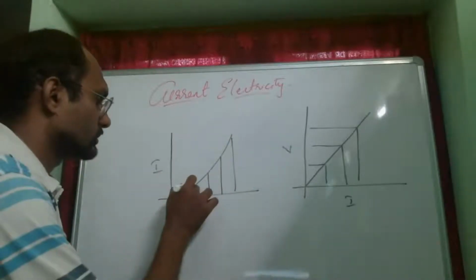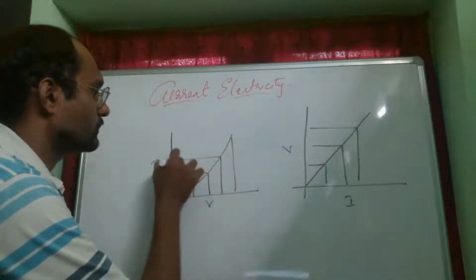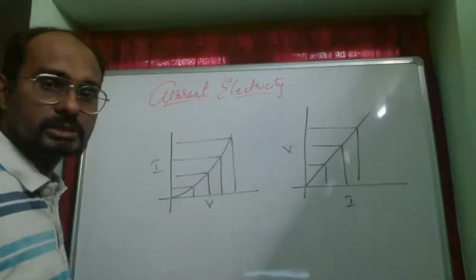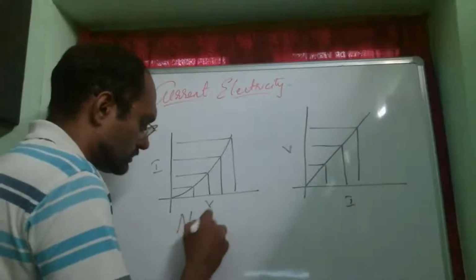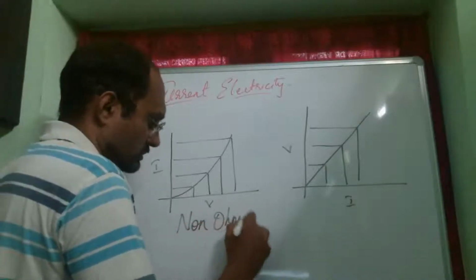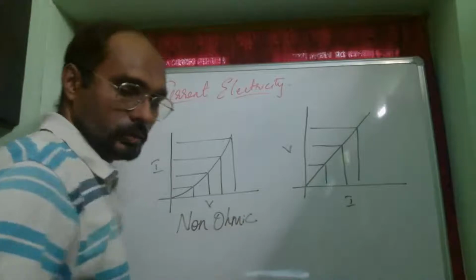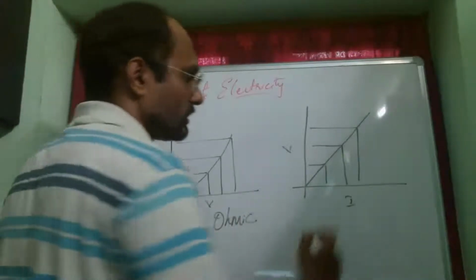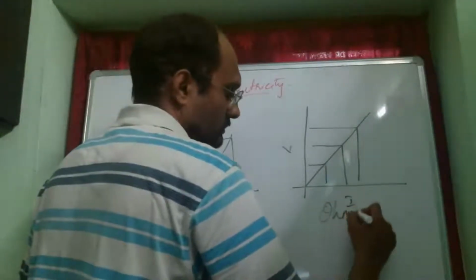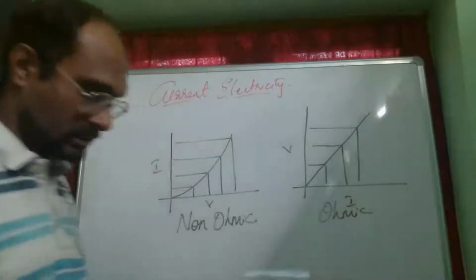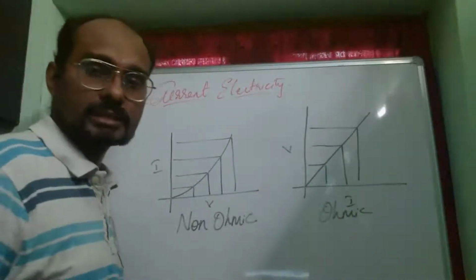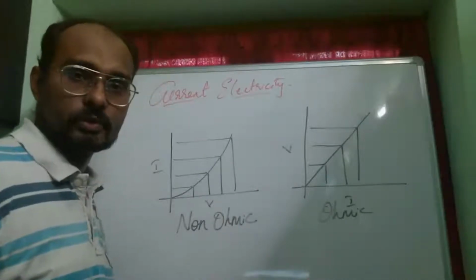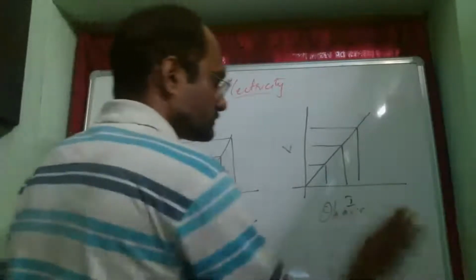So these kinds of materials which do not obey Ohm's law are called non-ohmic conductors, whereas those which obey Ohm's law are called ohmic conductors. So ohmic conductors are those which obey Ohm's law, and non-ohmic conductors are those which do not obey Ohm's law.